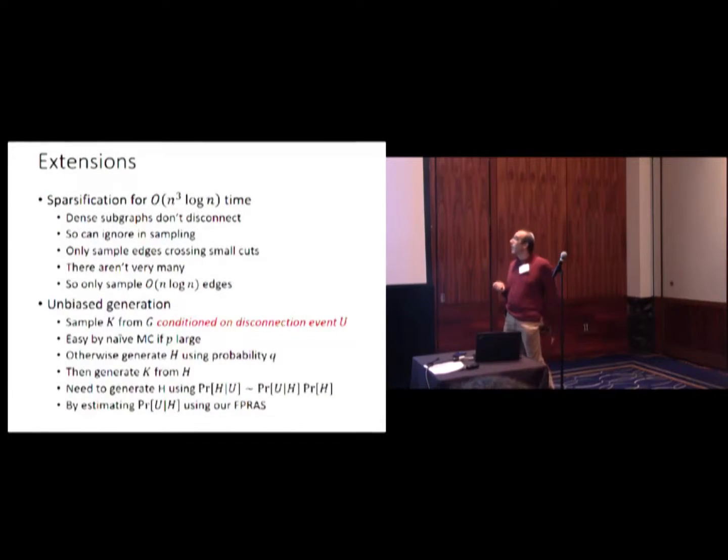A couple of extensions in the paper. First of all, I show how you can use sparsification in order to solve the problem more quickly, replacing m by n. And I also show that you can use this technique not only to estimate the unreliability, but also to generate a failed graph from the proper distribution. So if you want a sample of G conditioned on its being failed, you can use the techniques described here in the same sort of two-step sampling process in order to do that construction.